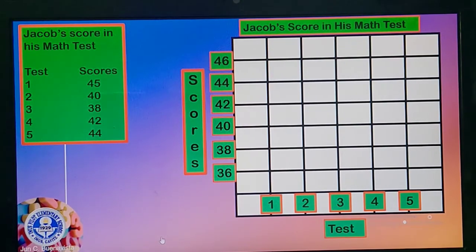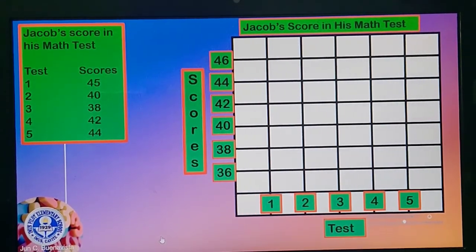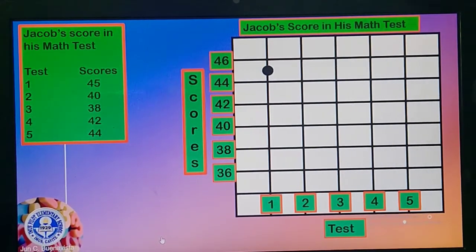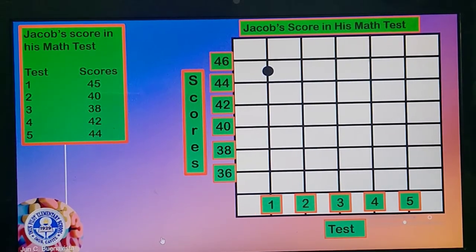Now, let us plot now. So, test 1, ilan ang score niya? 45. Sir, in our scores sa vertical axis, wala pong 45. So, ano ang gagawin kung walang 45? Siyempre, you are going to look at the middle of 44 and 46. So, yung sa gitna tayo maglagay ng point. Sa gitna ni 44 at ni 46. Ibig sabihin, yung pinakagitna niyan is 45. Okay? Then, let's have test 2.